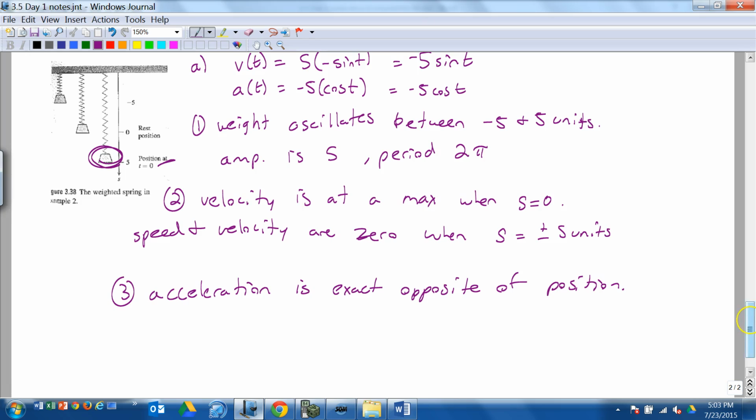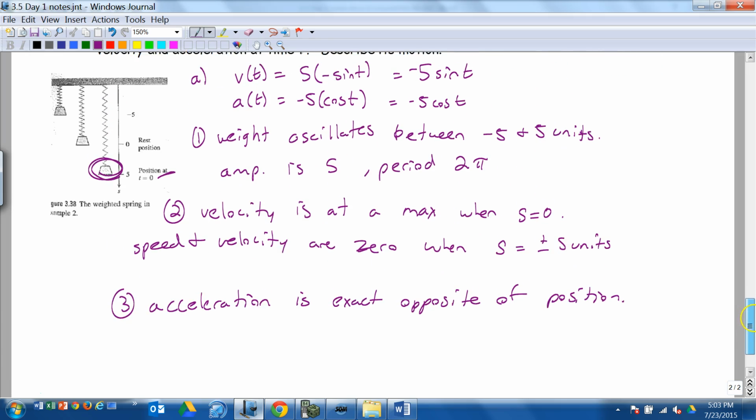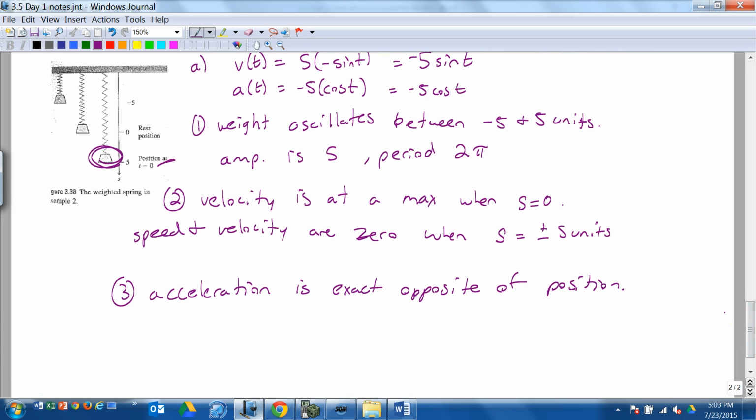So, okay, that's kind of what harmonic motion is. It's modeled by a sine or cosine curve, a sinusoid, and keeps going. So, all right, that is sine, cosine, tangent, secant, cosecant, cotangent derivatives.